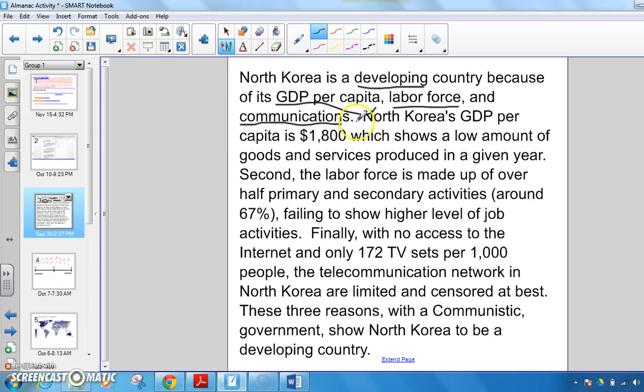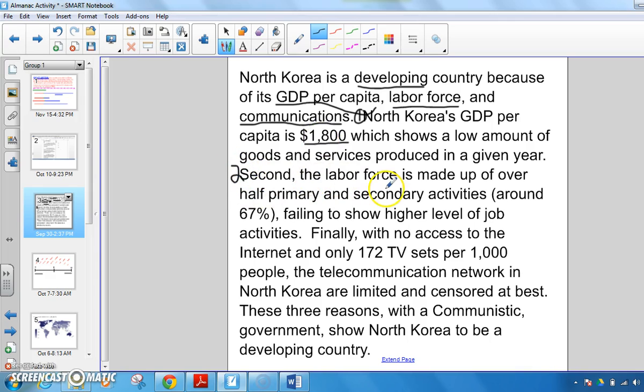So, if you need to make the changes as I'm talking through, make the changes to your paragraph here. The next one, chunk number 1, you'll notice that I've used the example. So I've got a statistic or a proper noun. Shows a low amount of goods and services produced in a year. Second, here's my second chunk.